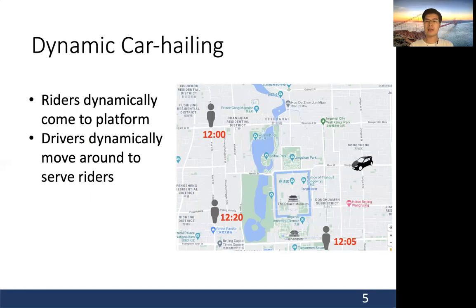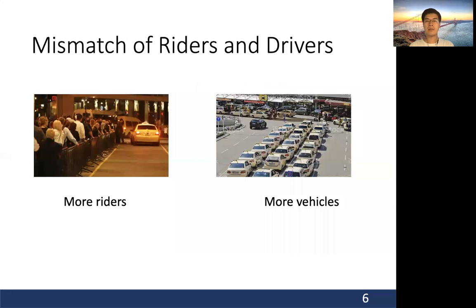Riders and drivers in car hailing platforms are highly dynamic. Riders come to the platform at different time steps and their pickup and destination locations are different. On the other hand, drivers dynamically move around to serve riders. A big problem in car hailing platforms is the mismatching of riders and drivers, which means their spatial temporal distributions are different from each other. Then some regions may have more riders, while other regions may have more drivers at the same time.